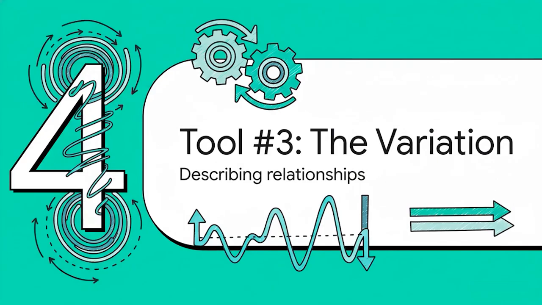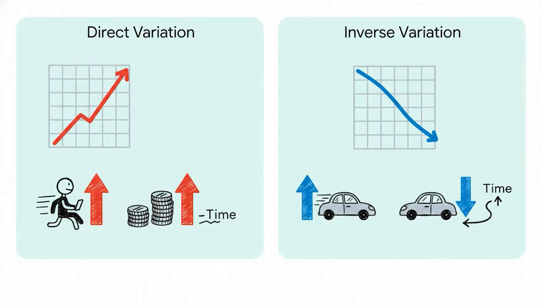All right, time for our third and final tool in the kit, and this one is all about things that change, variation. See, ratios and proportions are awesome for things that are sitting still. But variation, that's what we use to describe relationships that are dynamic, where things are moving and changing together. And there are really two main flavors of this you got to know.